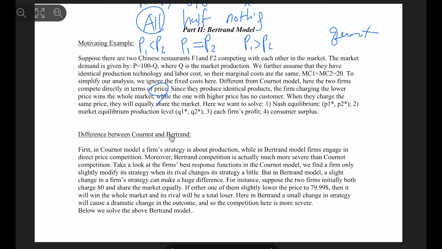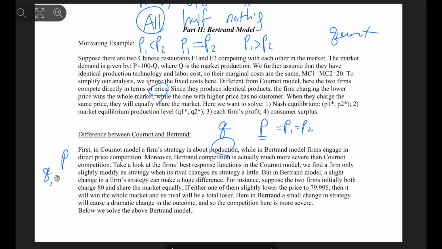First, in the Cournot model, the firm's strategy is about production, it's about the quantity, right? Whereas in the Bertrand model, firms engage in direct price competition, right? So in the Cournot model, we set the price as just P, because we have the same P for P1 and P2, right? After all, we got the same Q1 and Q2 for identical firms, but we will not have the same production if we don't have the same cost structure, right?